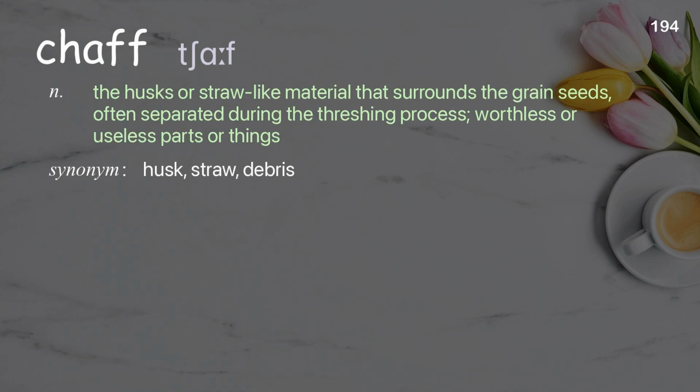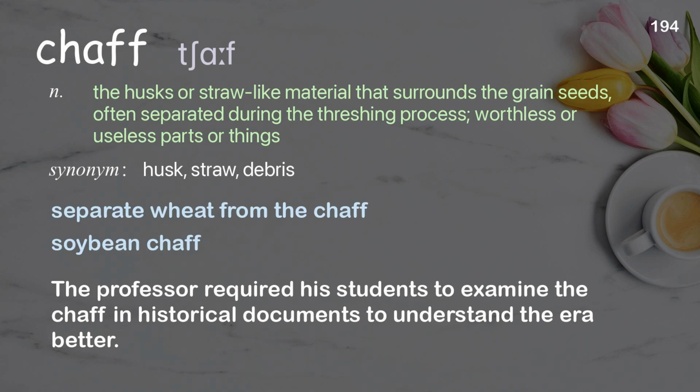Chaff. The husks or straw-like material that surrounds the grain seeds, often separated during the threshing process, worthless or useless parts or things. Examples: Separate wheat from the chaff. Soybean chaff. The professor required his students to examine the chaff in historical documents to understand the era better.